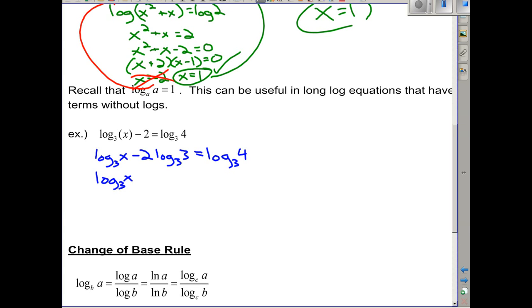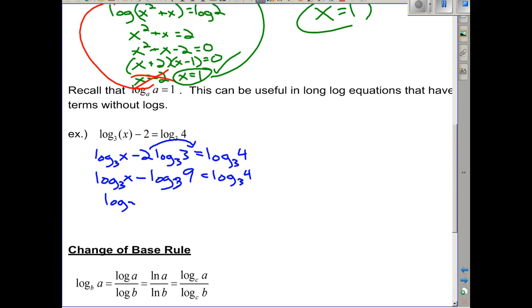Now I can move that 2 up on top of the 3 because it's really an exponent that used to live up here. So minus log base 3 of 3 squared, which I might just write as 9. And some people might have jumped to this step right off the bat. That's fine, because they knew 2 is the same as log base 3 of 9. Okay, then that's going to give me log base 3.